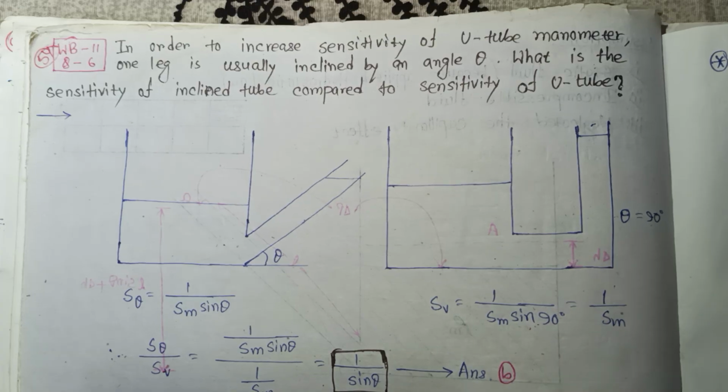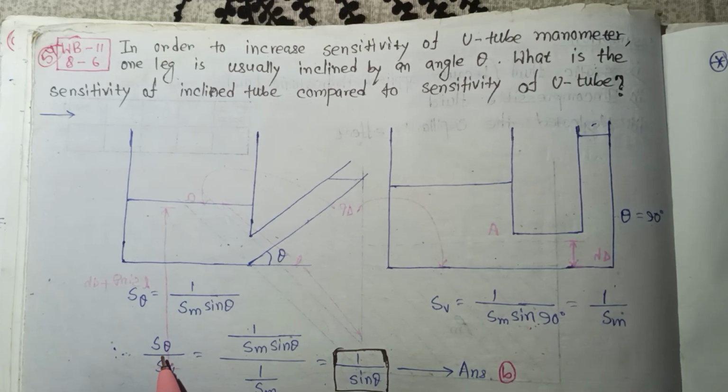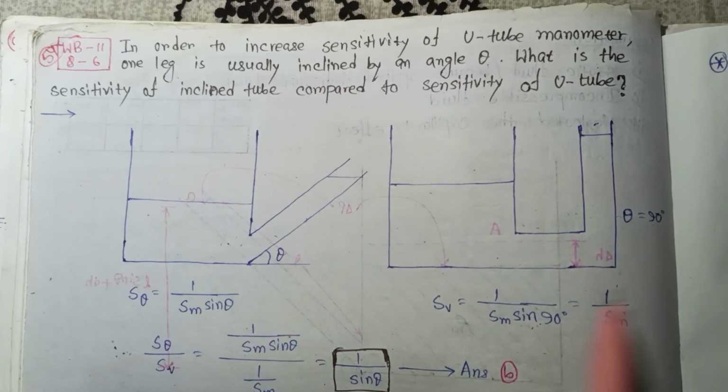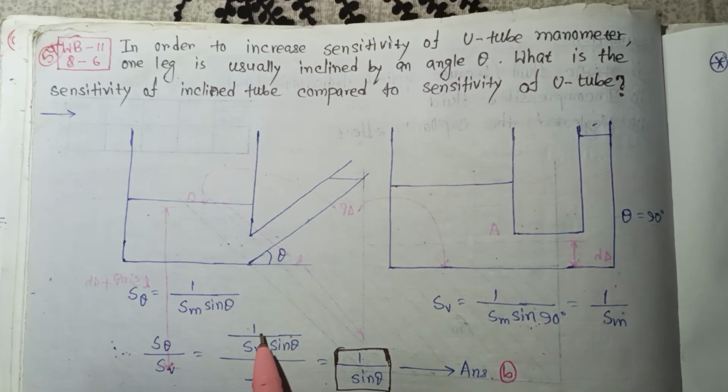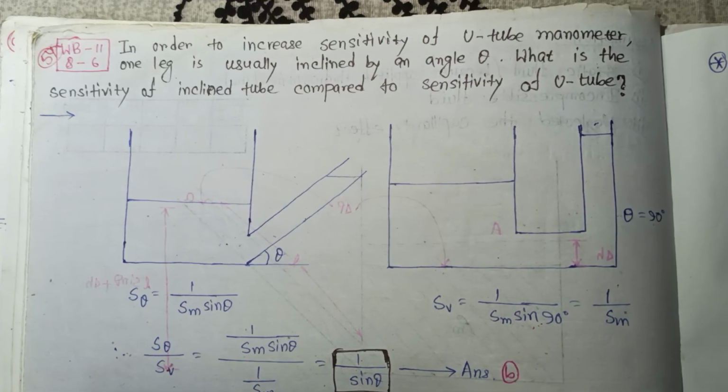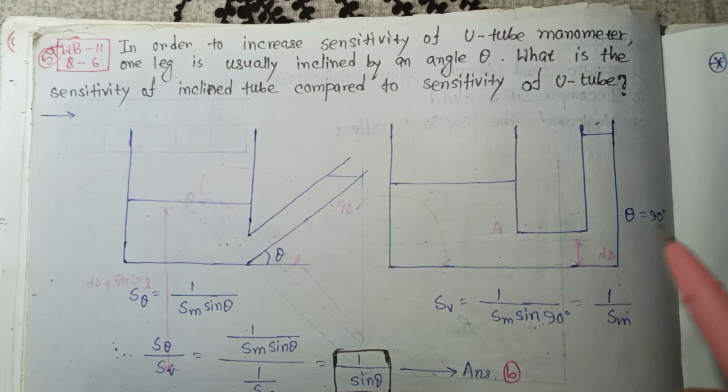So SV is 1 by Sm, because sin 90 degrees has the value 1. If you want to calculate the ratio S theta by SV, that is the sensitivity at angle theta by SV, the vertical direction, that is equal to 1 by Sm sin theta divided by 1 by Sm. So from here you get 1 by sin theta. So this is the answer.